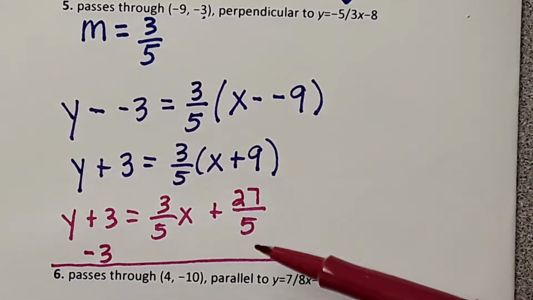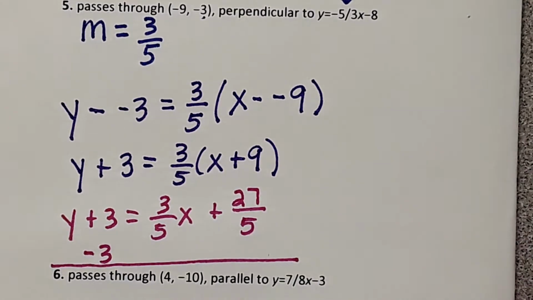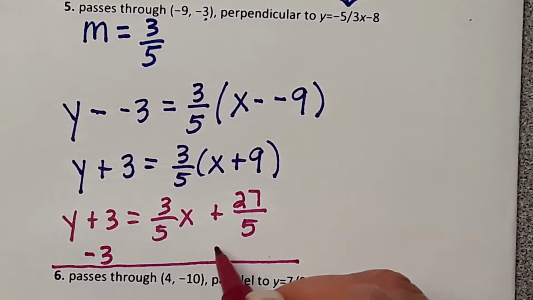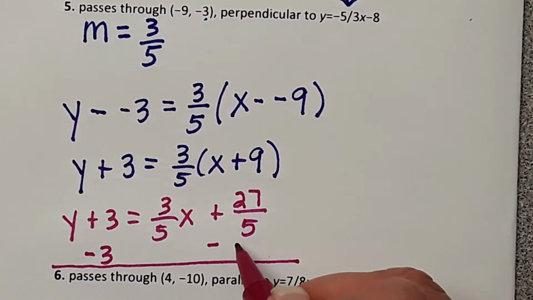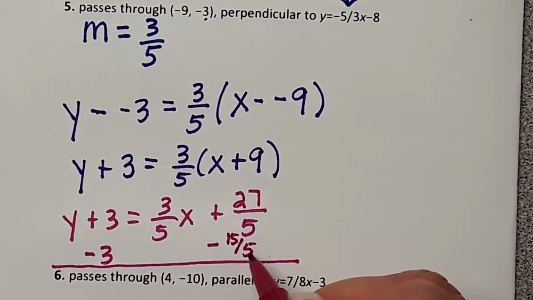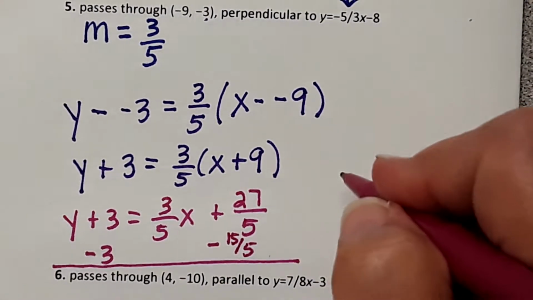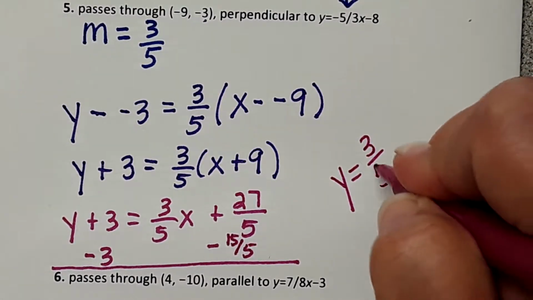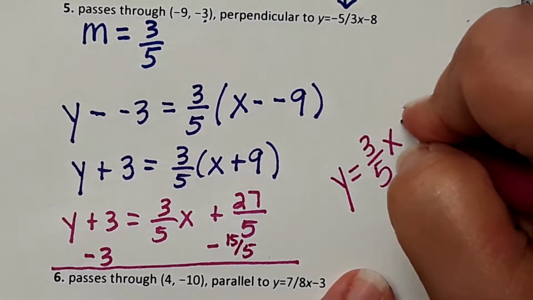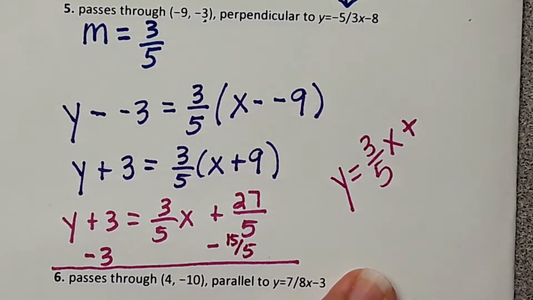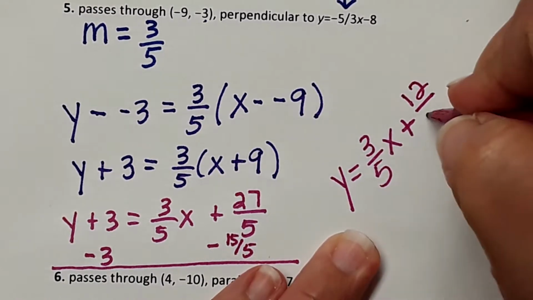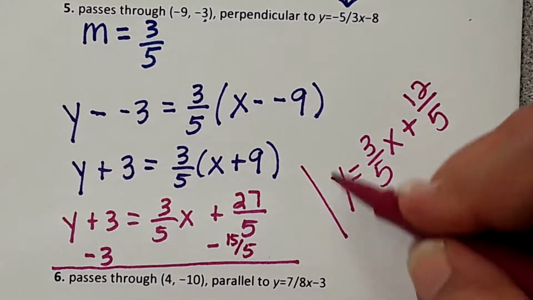I need to have this the same fraction, so 3/5. So how can I make a 3 so that it has a 5? So it would be -15 over 5, because 15 over 5 would be -3. So my final answer would be y equals 3/5 x plus 27 minus 15 is 12 over 5. And yes, you can leave it like that.